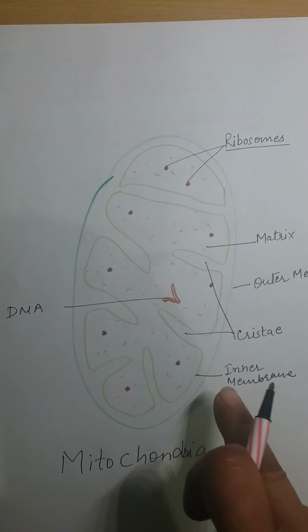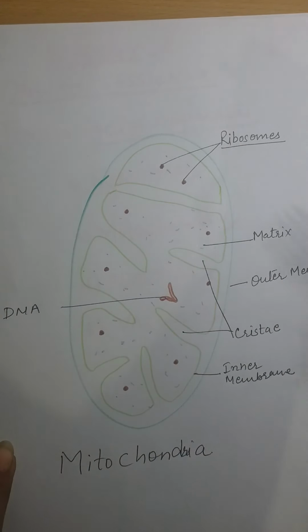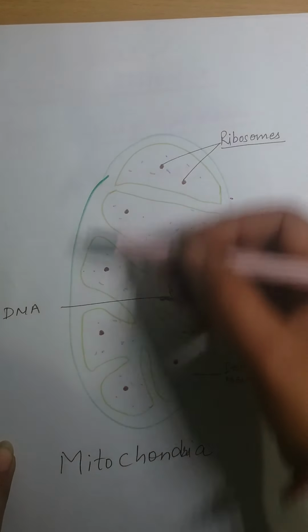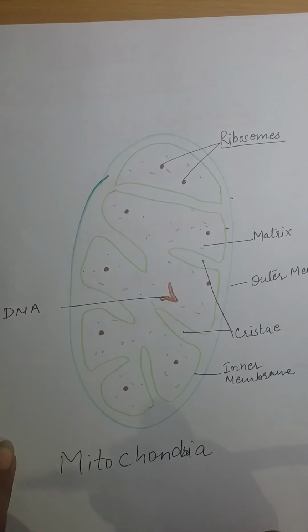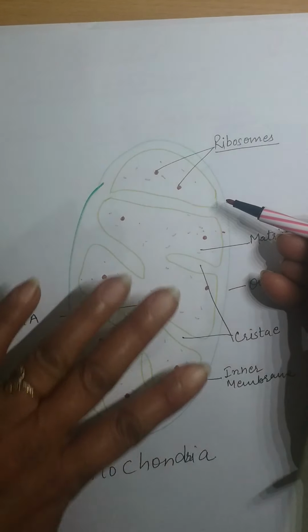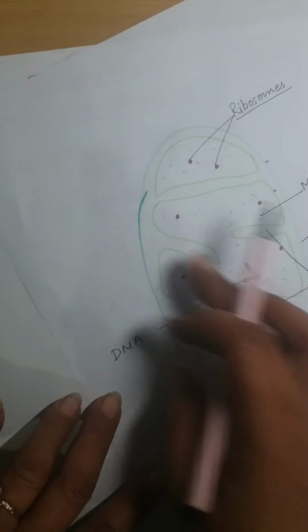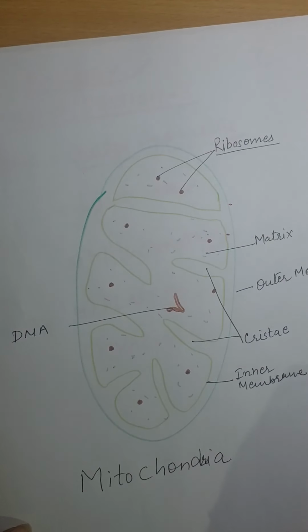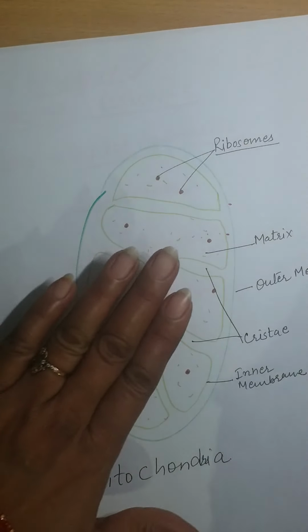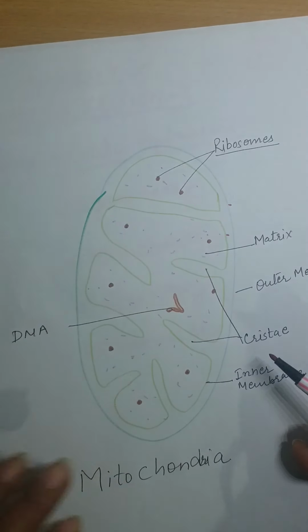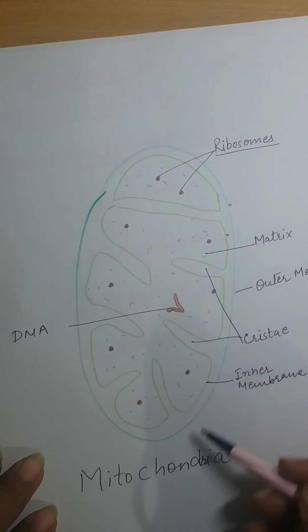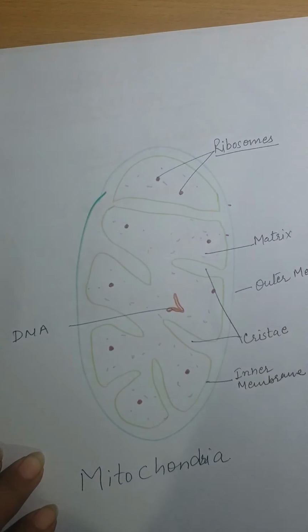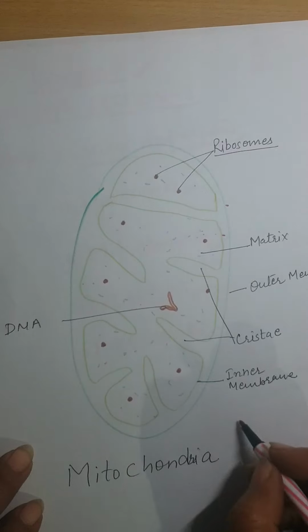Mitochondria is present in the cell, and this is the structure of mitochondria. You can see it is having two membranes, outer membrane and inner membrane. Outer membrane is complete and smooth, whereas inner membrane is having finger-like projections. These finger-like projections are known as cristae. They increase the surface area for the manufacturing of the ATP.